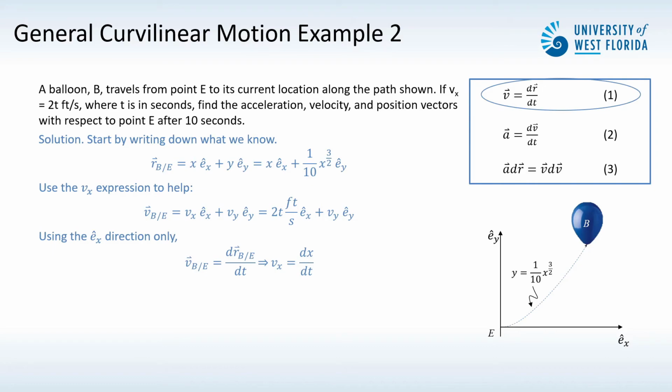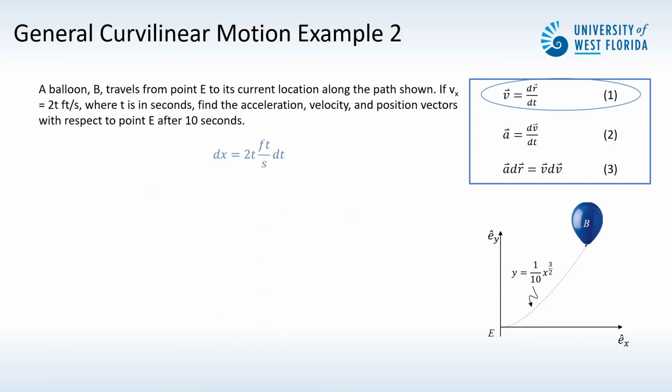We also know that we can work in the ex direction by itself. If we do, then dr dt from equation 1 becomes simply dx dt. If we rearrange that expression, we get dx equals vx dt. Substituting the expression given for Vx in the problem statement, we get dx equals 2t feet per second dt. This is really helpful because now we can integrate.